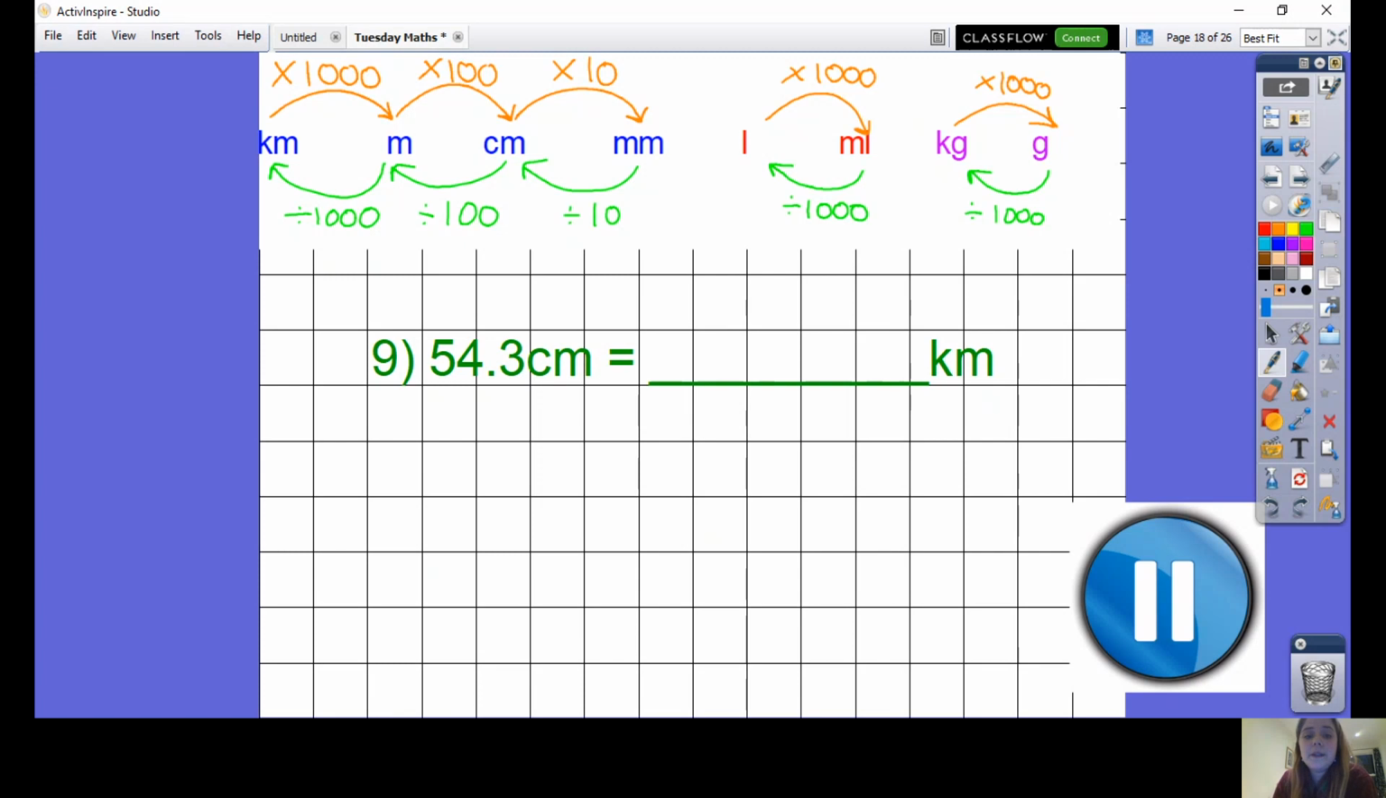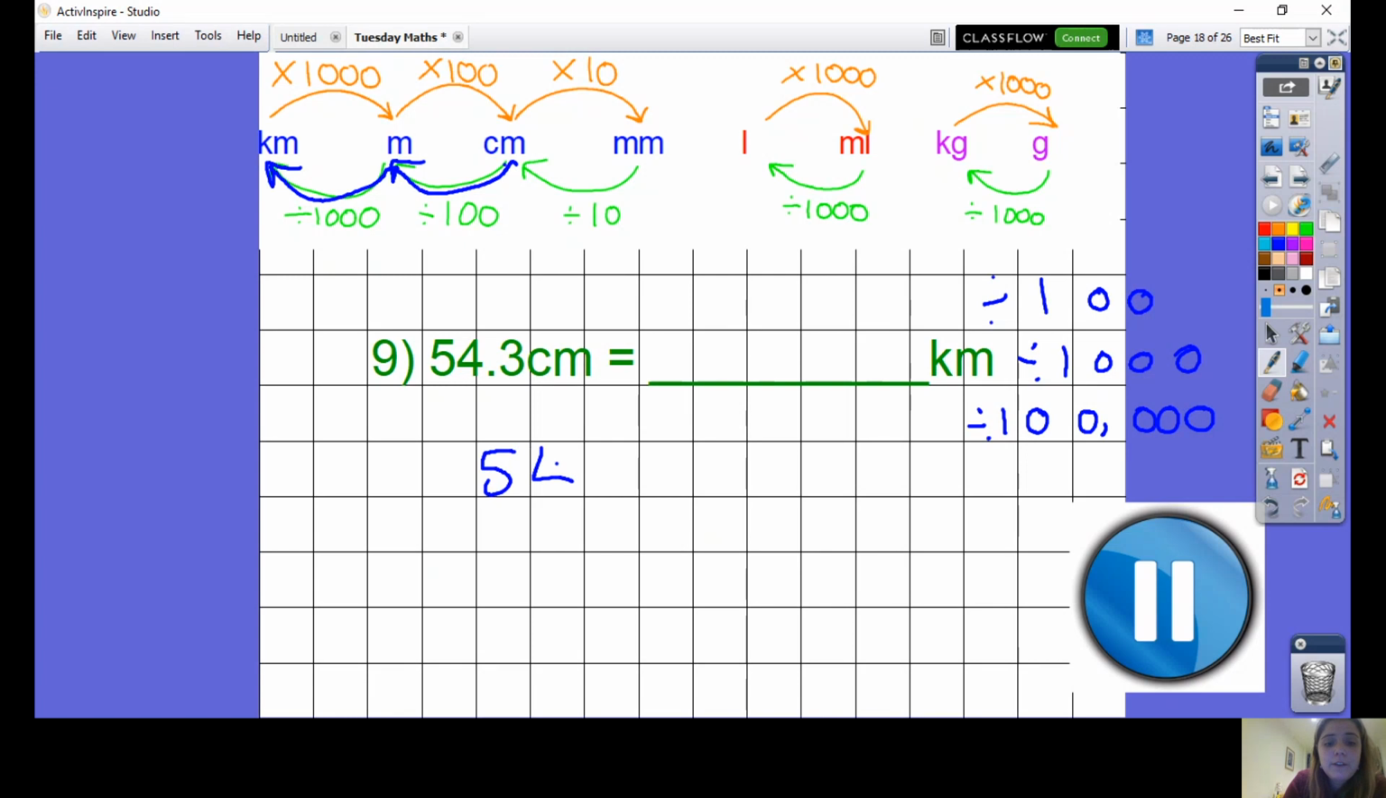Okay, hopefully you found the answer to this question. If you haven't, please pause the video and at least have a go first. So I'm going from centimetres to kilometres. First, I divide by 100. Then I divide by 1,000. So in total, I know that's the same as dividing by 100,000, which is 5 places smaller.